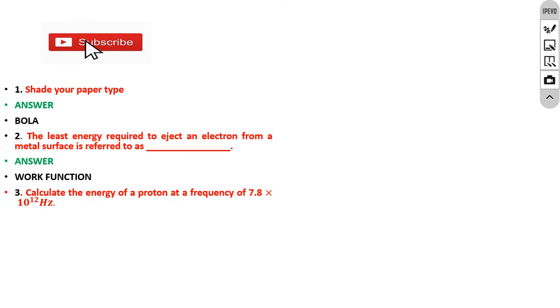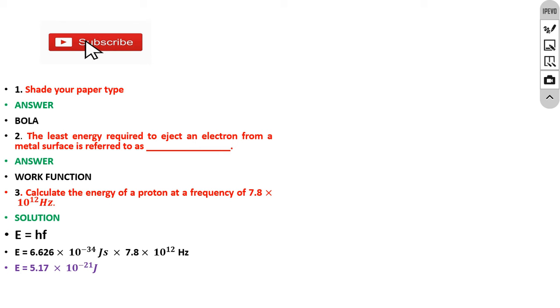This one says, calculate the energy of a photon at a frequency of 7.8 times 10 to the power 12 Hz. Okay, so we are to solve for the energy, and the Planck constant was not given. So the examiner expected the students to memorize the expression for the Planck constant. If you use the formula E equals HF, where E is the energy, H is the Planck constant, and F is the value of the frequency, you substitute accordingly, then you arrive at the answer E equals 5.17 times 10 to the power minus 21 joules.